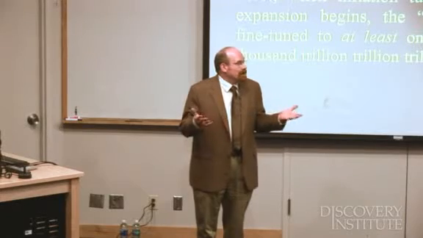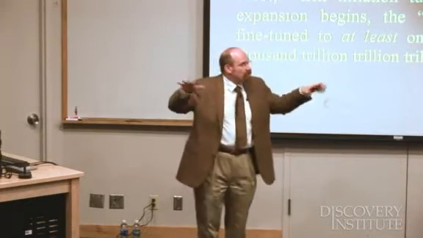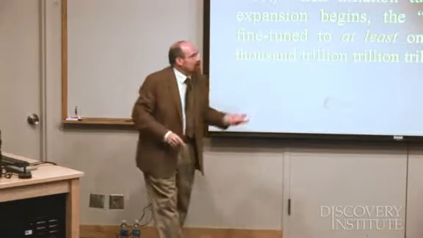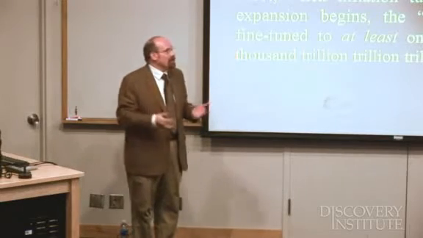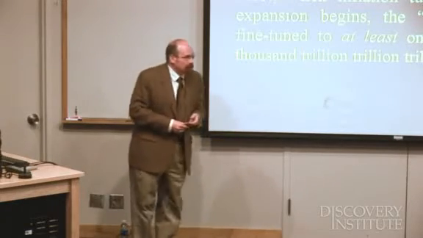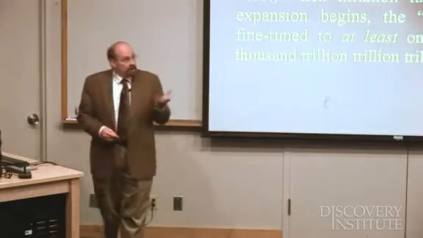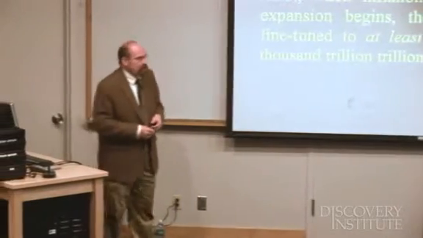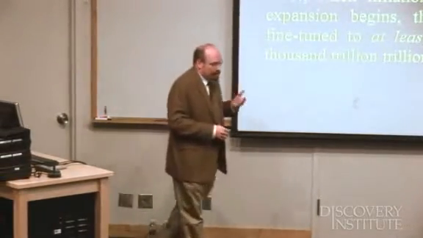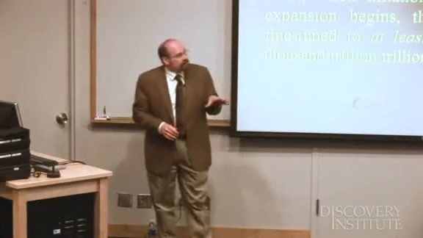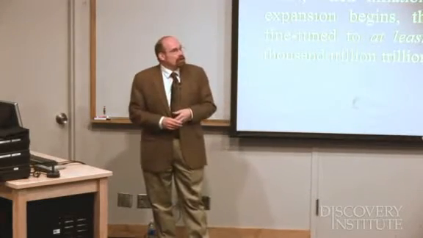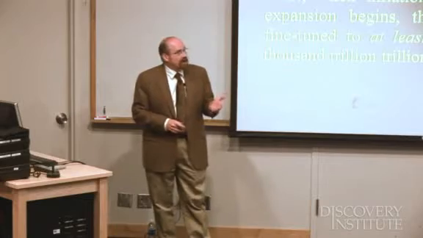1 part in about 100,000. The temperature from every direction of the sky of the cosmic microwave background is about the same to 1 part in 100,000, which is unusual. It requires very uniform initial conditions. Another thing that I mentioned was the flatness, and that's fine-tuned to about 1 part in 10 to the 15th.